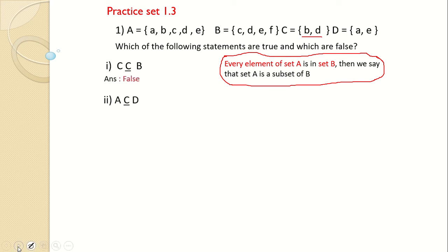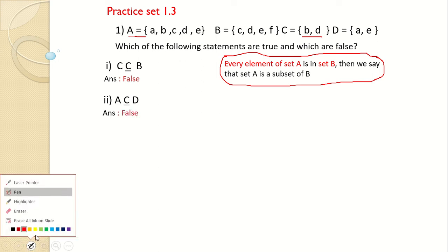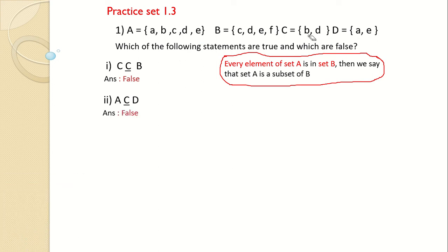Next, A is a subset of D. A has to be a smaller set. This is A, a subset of D. D is this last set. Obviously not. Here there are 5 elements, here there are just 2. Obviously not. It is going to be false. Let me erase this. Next, D is a subset of B. So you have to look at D first.